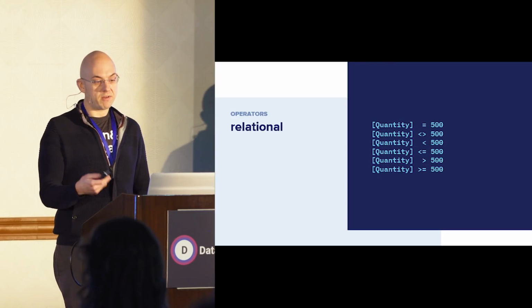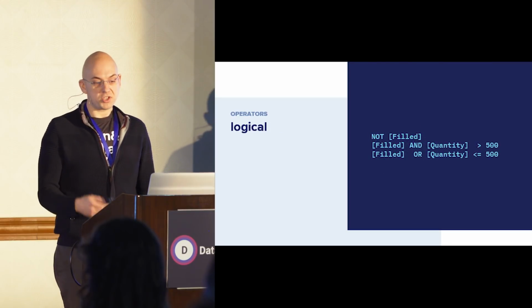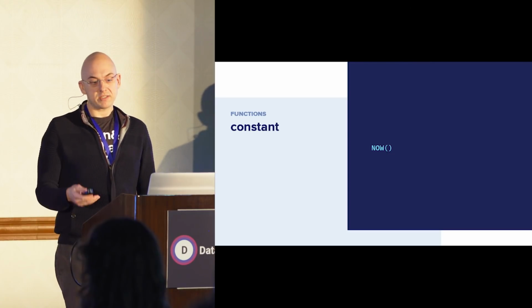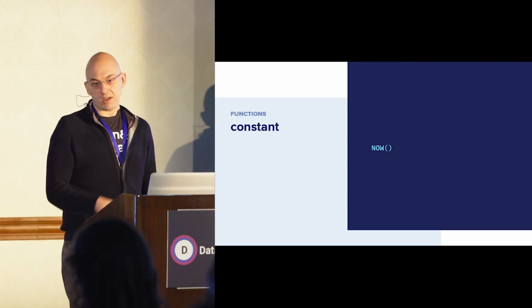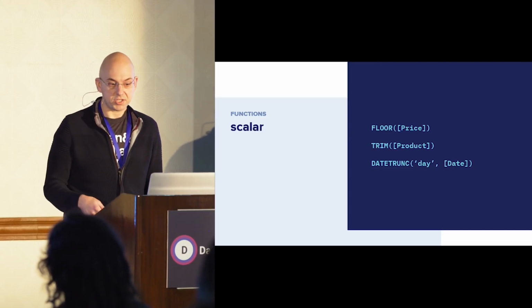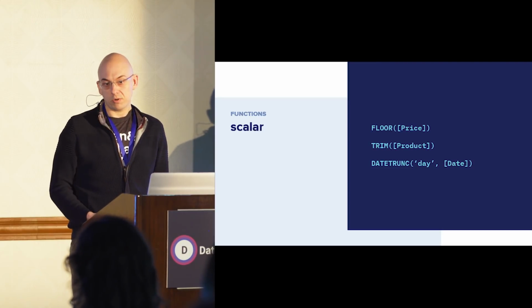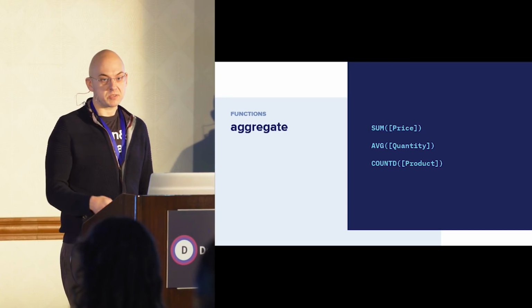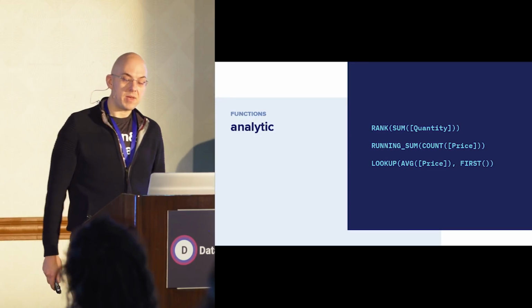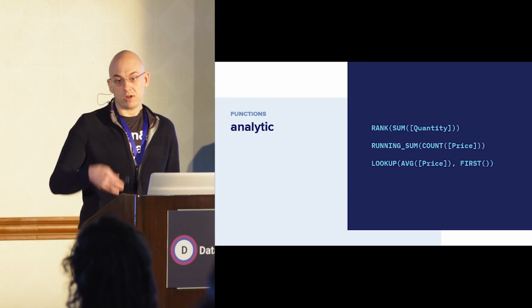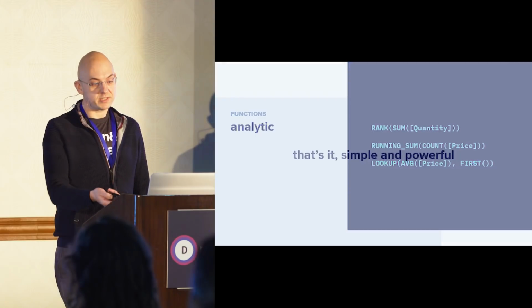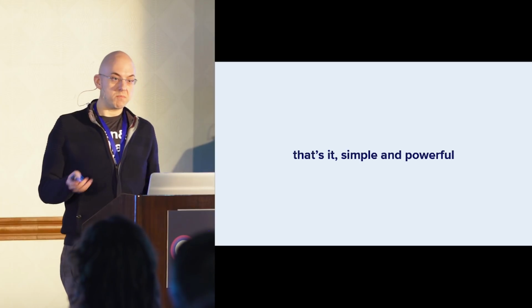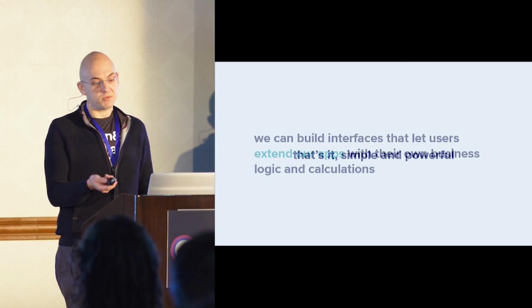Relational operators for comparing values, kind of standard. Logical operators for Boolean logic. Case statements for comparing values. We have 4 kinds of functions. Constant functions, which give you the same value across the entire data set. Scalar functions for giving you one value per row on the data set, things like strings, numbers, date stuff. Aggregate functions, pretty self-explanatory. And analytic functions, like I mentioned, sometimes called window functions, for calculating across windows or frames of values in your data set. That's it. That's kind of the entire language. So it's simple, but the pieces can be recombined in a lot of ways, and it makes it really powerful.